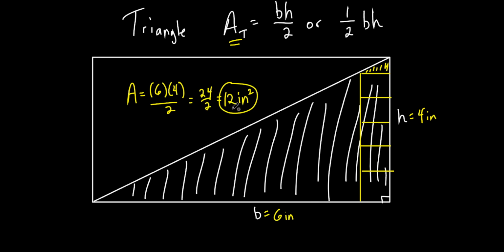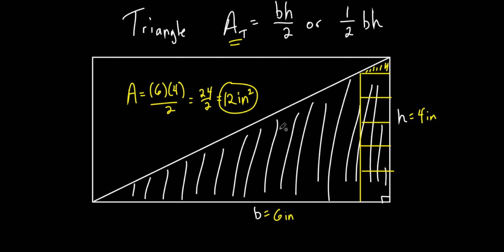24 divided by 2 is 12. But then you take the inches and you square the inches. That's how you should write your answer. Don't just put 12 inches. Don't just put a 12. If they give you units, and sometimes they don't, they just give you numbers, well, you don't have to put any units then.